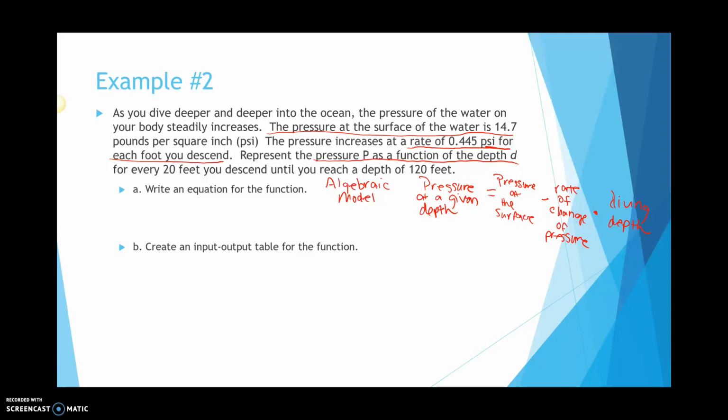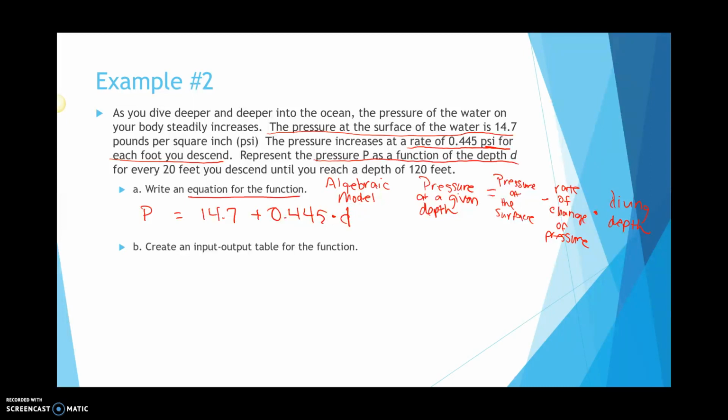So what does that look like as a function? The equation of a function? We could say P, the pressure at a given depth, P equals the pressure at the surface, 14.7, plus the rate, which is 0.445, times your diving depth. We don't know that. That's what we're going to find out.